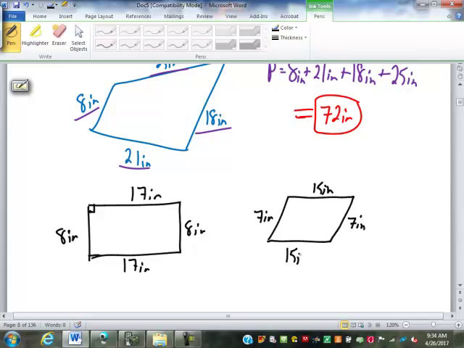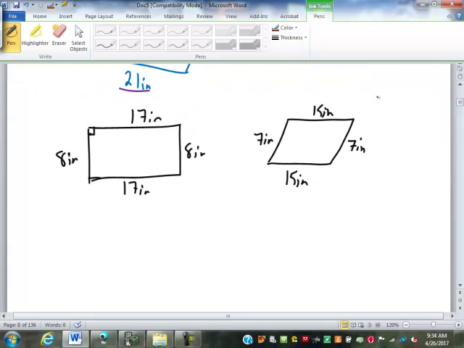And for this next formula for perimeter, we can always just add up all the sides, just like we did up here. We just added up all the individual sides. But there's a shortcut here. Since the sides come in pairs, we can just do 2 times the 17 plus 2 times the 8, or over here, 2 times the 15 plus 2 times the 7.